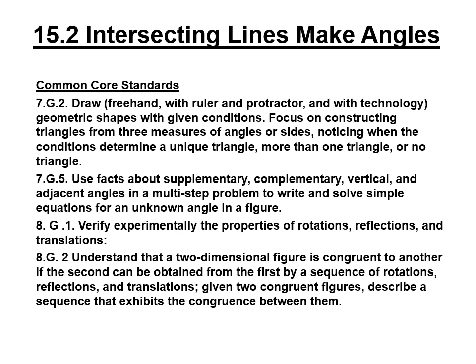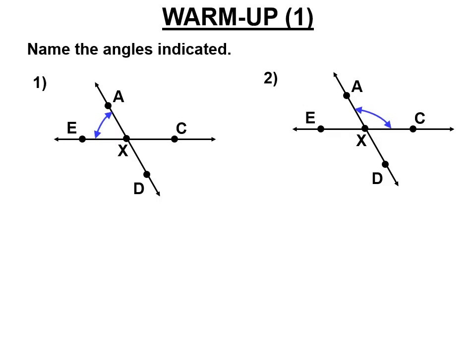So welcome to 15.2. When you have intersecting lines, in other words, lines that are not parallel, they make angles. So let's see if we can name an angle. This was in the last lesson. So we have angle AXE there, right? Because X is our vertex of every angle in there. There's four angles there, and we're going to do angle AXE or angle EXA. This one over here is angle AXC with X, the vertex, in the middle.